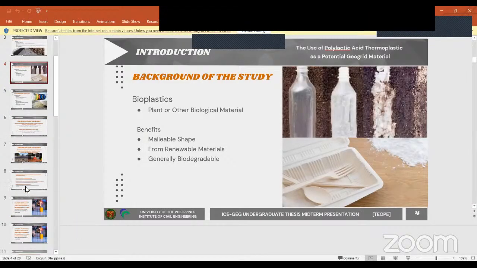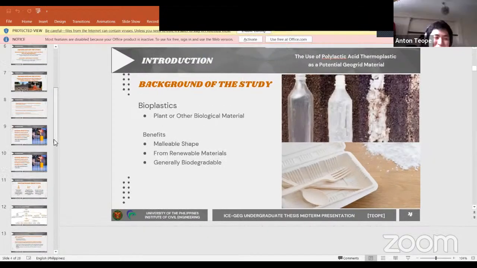Ako, bumili ka na daw ng Microsoft 365. Medyo mahal po.